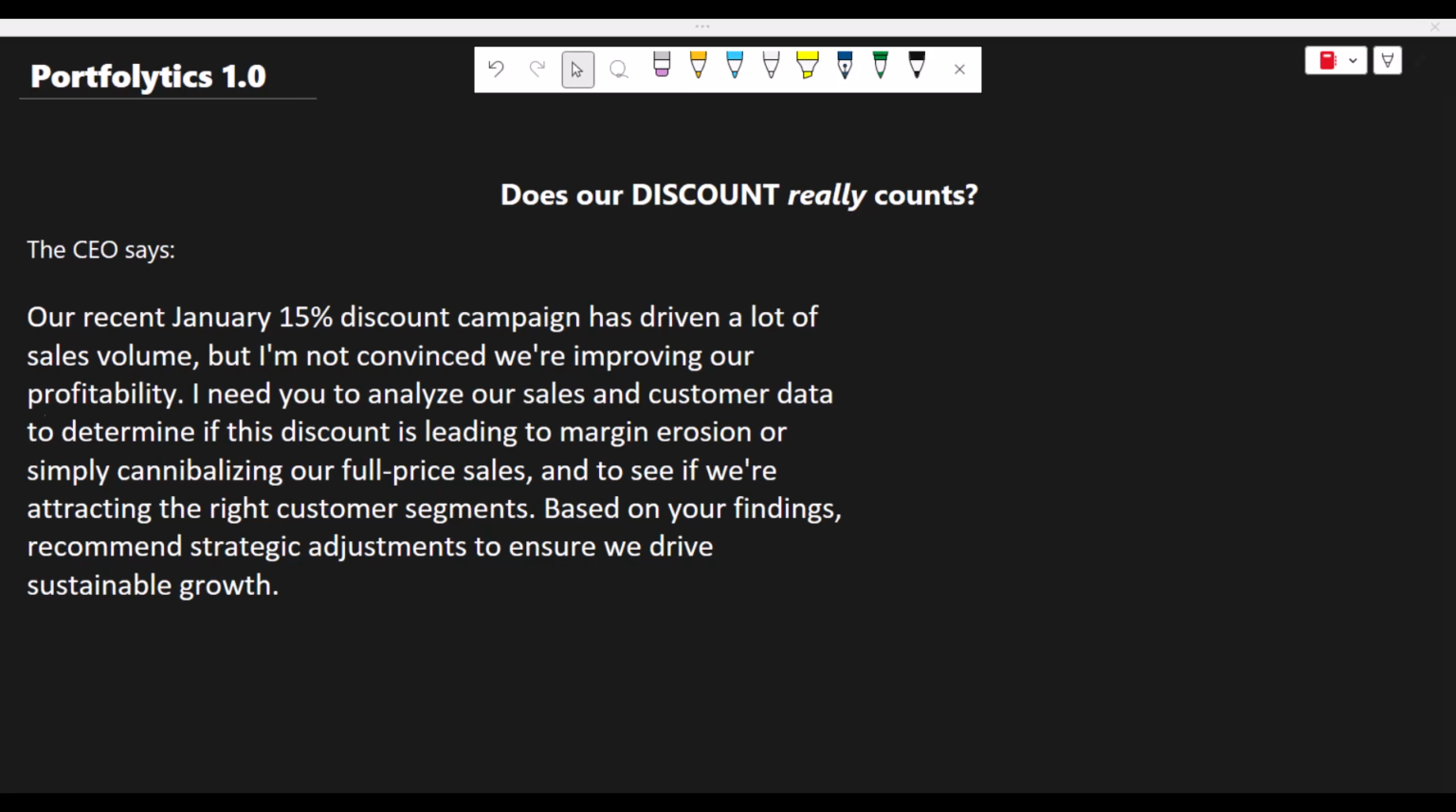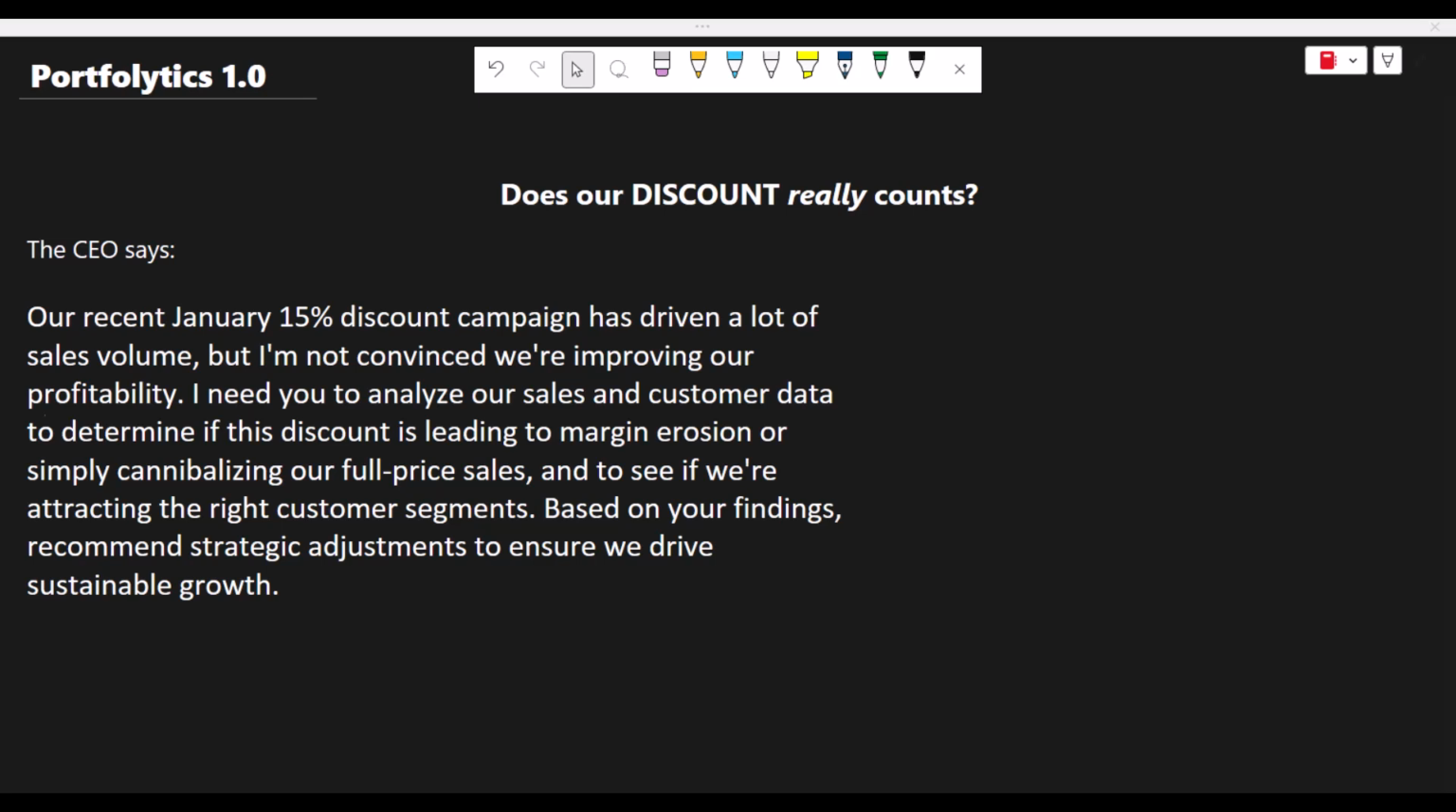In this project, we shall be taking a look at an e-commerce business that rolls out 15% discounts on all its products in January, and the CEO of this business is willing to know the effects of the 15% discounts on the business. The CEO says, our recent January 15% discount campaign has driven a lot of sales volume, but I'm not convinced we are improving our profitability.